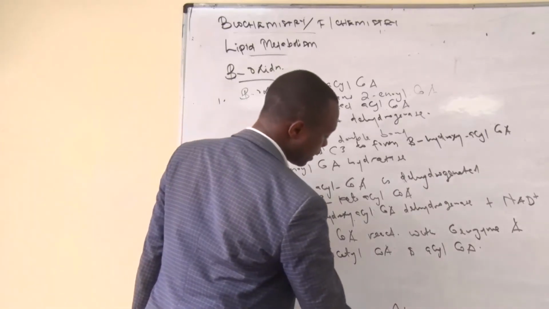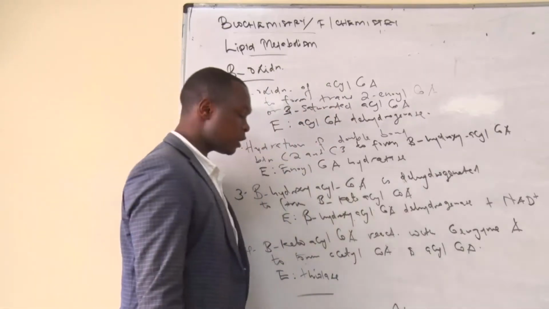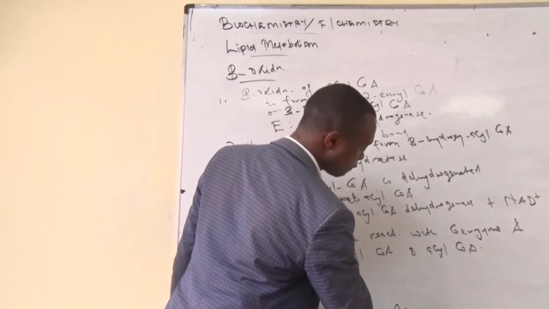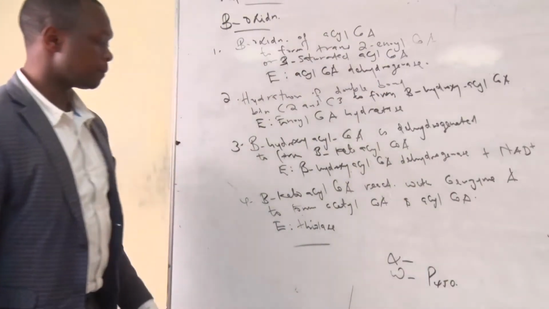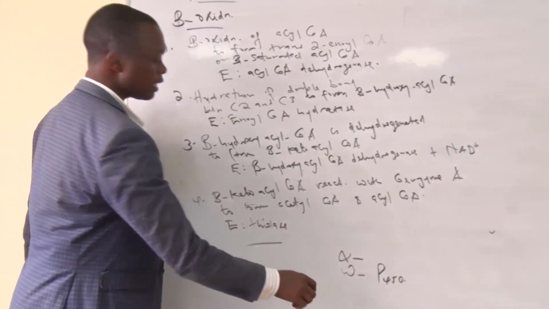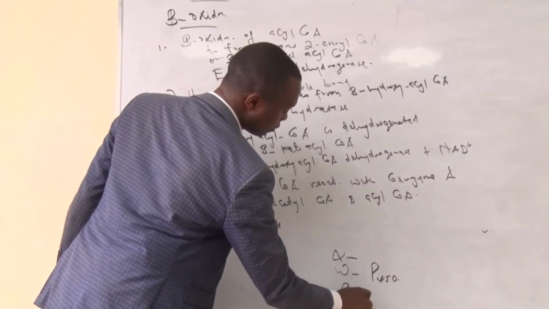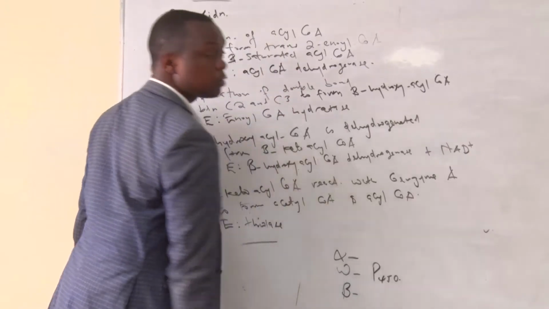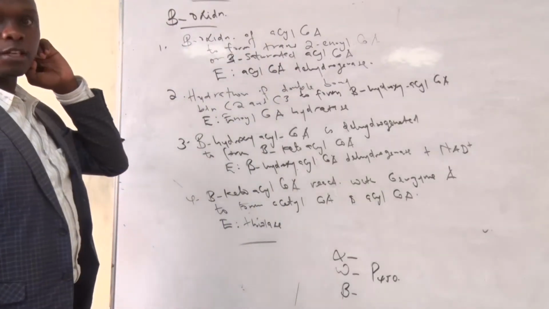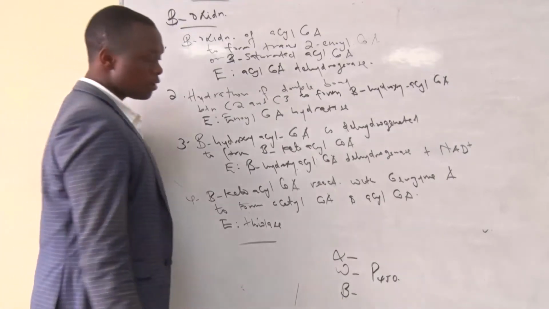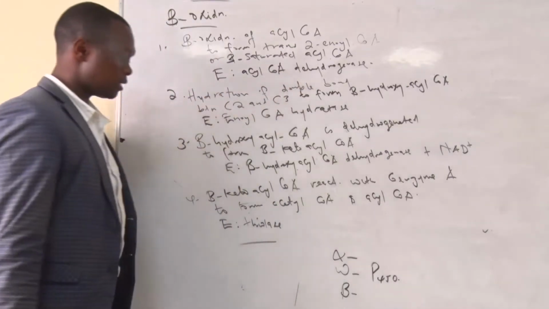Also, we had the omega oxidation, very uncommon, but it is seen among the P450 cytochrome within the plants. And then also we had the beta oxidation. Now this is the most common form of lipid oxidation or fatty acid oxidation that normally occurs in the living cell to form energy.